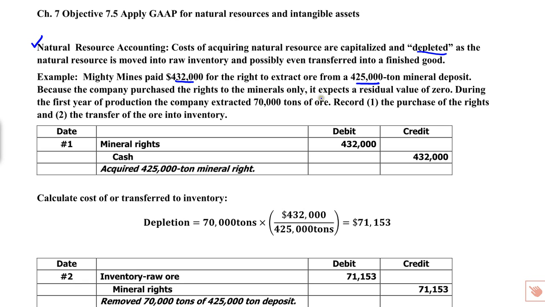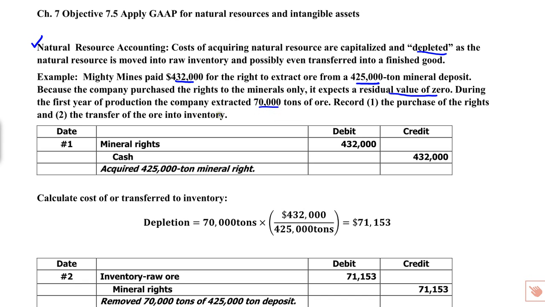Because they purchased the rights, they expect a residual value of zero. When you buy rights, you can either buy just the rights, or with natural resources, you can buy the land, and the land may be worth something after you take the coal out or something. But because they just bought the rights to the ore, there's no residual value.